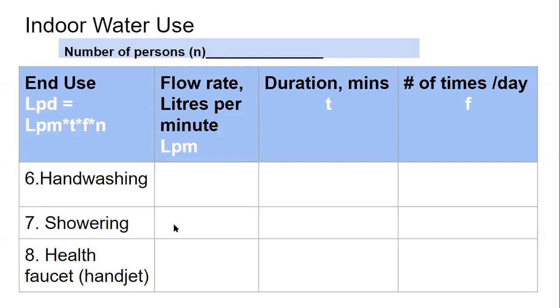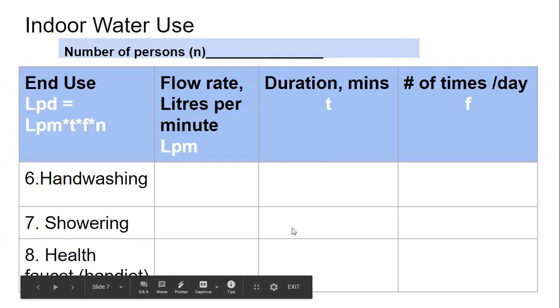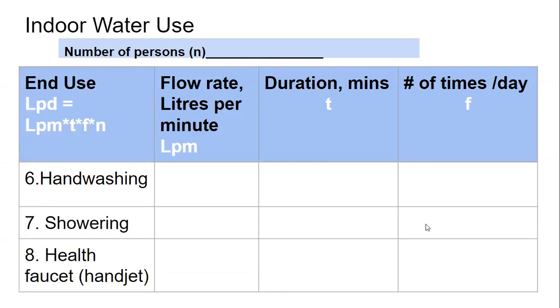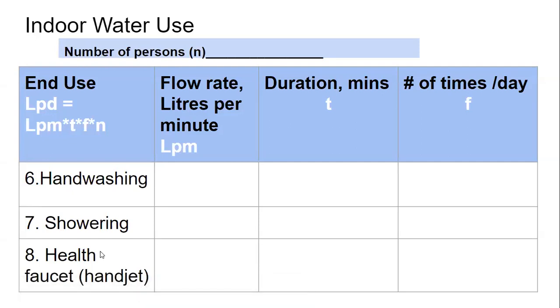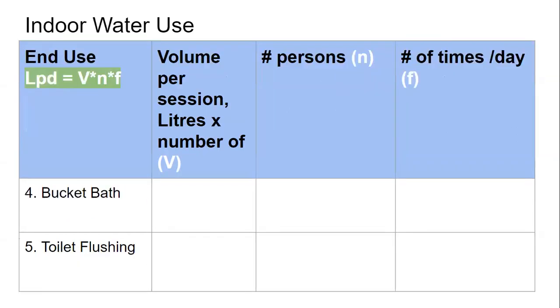So the same thing with the showering. You ask them how many people are using shower heads, and then you measure the flow rate, and you look at the time spent for showering and the number of times. And like that, you do it for the health faucet in the toilet as well, because you measure the flow rate, you ask for the time and the number of times.